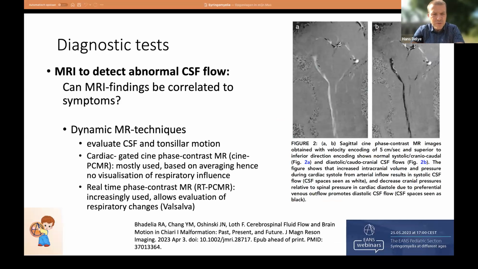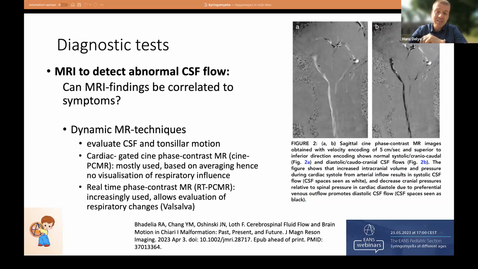So a whole new set of MR techniques has been developed for some time, and there's a very nice review just recently printed. It's down there, so I would advise you, if you would like to read about it, to read this. These are called the dynamic MR techniques, in which you can evaluate the CSF, but also the tonsillar motion, so the motion of the brainstem and the tonsils. So it's a cardiac gated CSF phase contrast MR. That's the mostly used one, and it's based on averaging. It makes images gated to the cardiac cycle, follows 4 or 5 cycles, and then makes some kind of averaging, and then you can see where the flow is going.